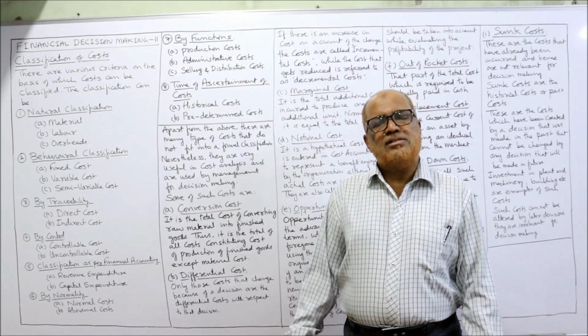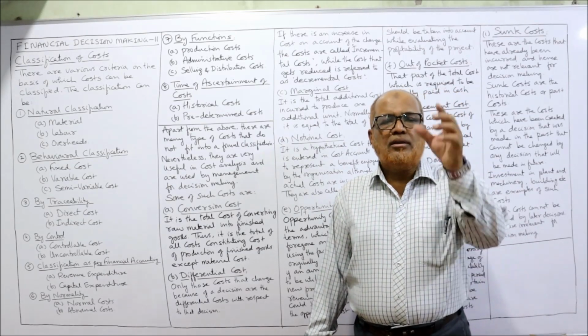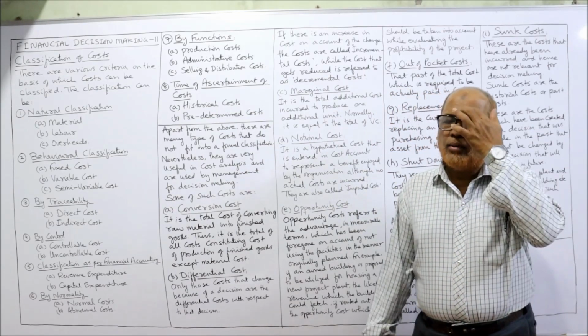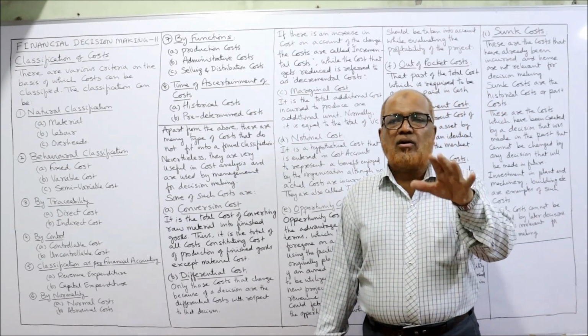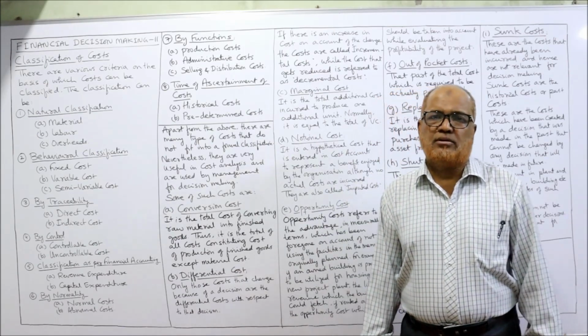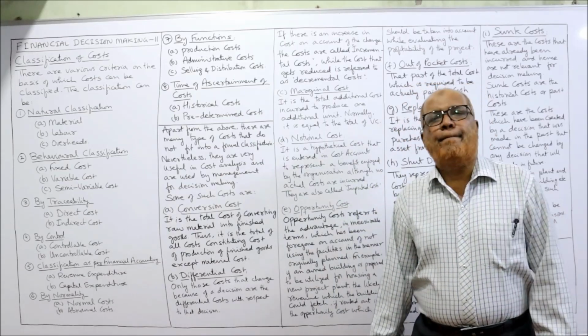Example, the material cost is a controllable cost. By taking suitable action, the total cost of material can be reduced. Whereas uncontrollable cost is that cost which, once incurred, cannot be changed by any decision of the management.